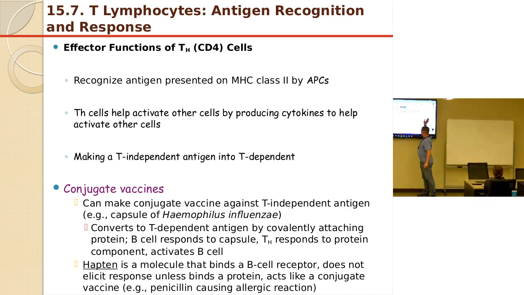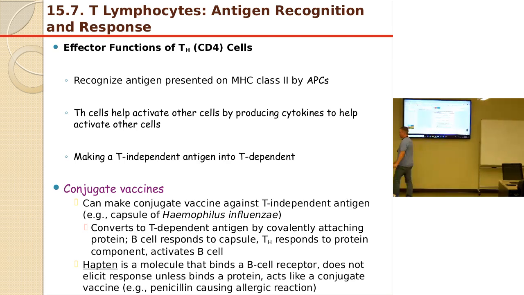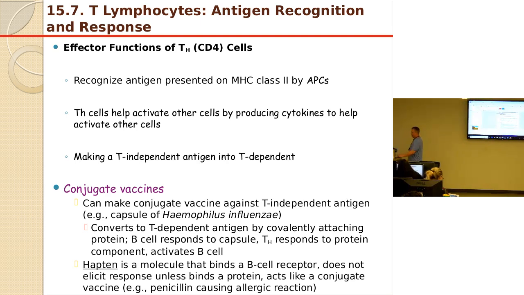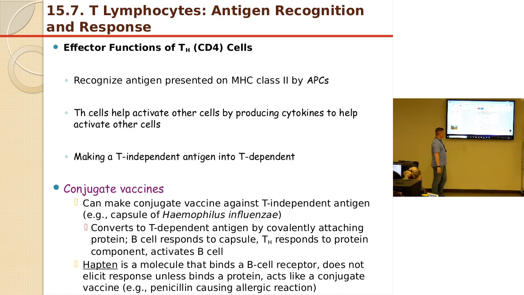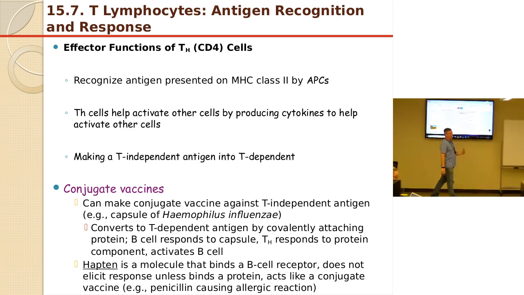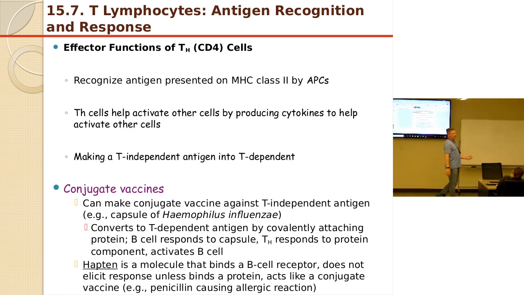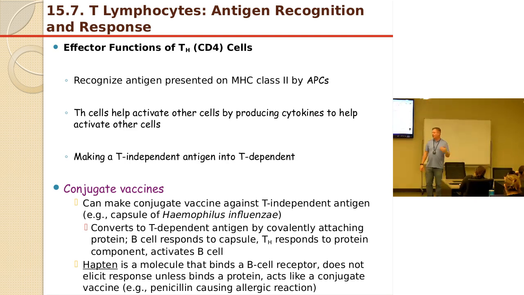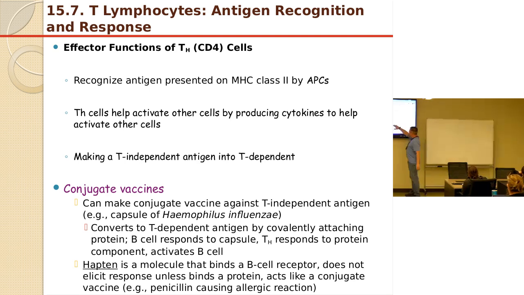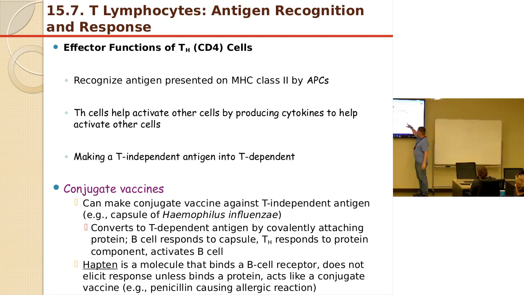It can sometimes be used as a conjugate vaccine. When we use the word conjugate, that means that we are combining something together. So conjugation is just binding. Here we're showing you an example of how we can actually convert something that's T-independent into the opposite. So we can make a conjugate vaccine against T-independent antigens.